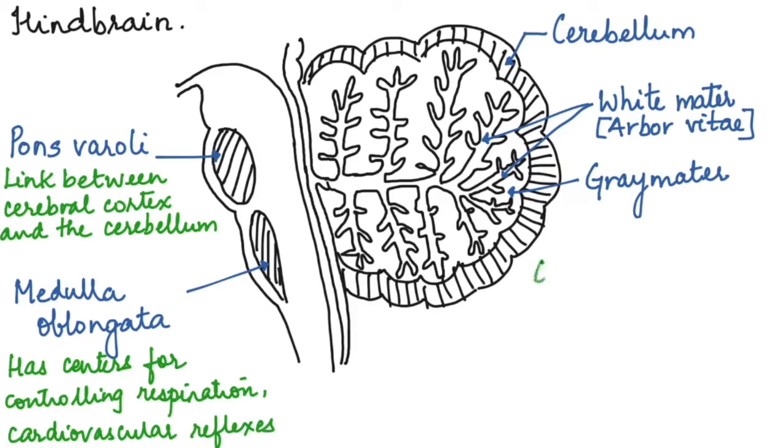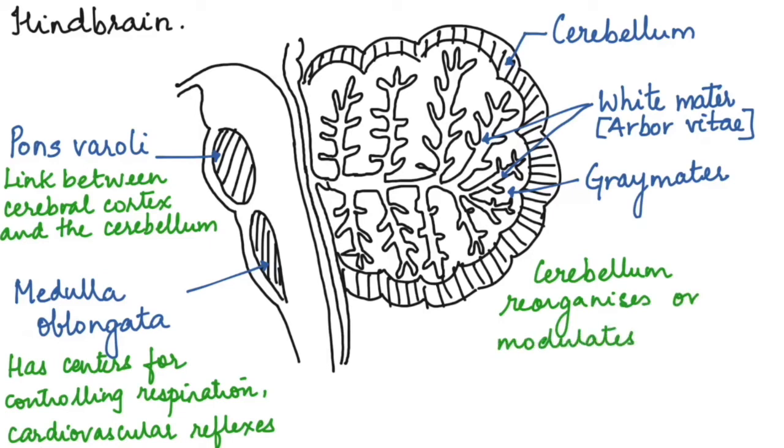The cerebellum is important for coordinating and balancing of the body. It reorganizes, or we can say that it kind of modulates the motor commands of the body. So that is how it can regulate the balancing and the coordination of the movements of our body.